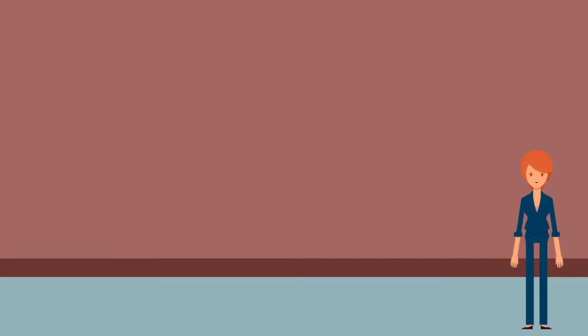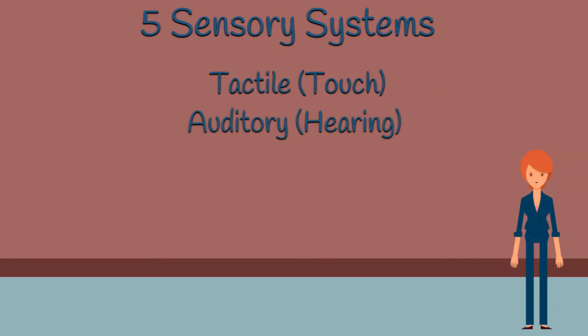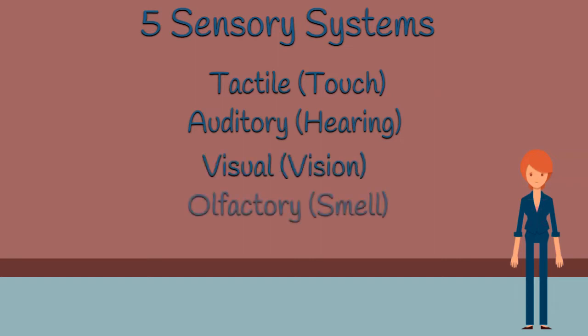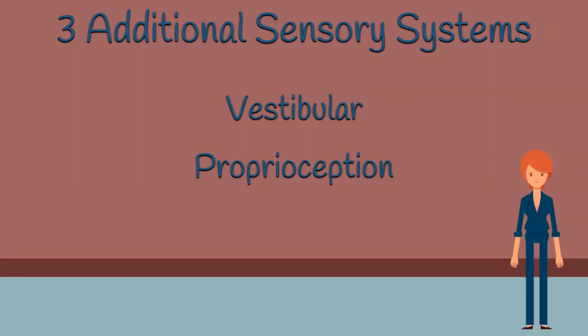Most people are familiar with the 5 basic sensory systems. The first system is the tactile system, or sense of touch. Then the auditory system, or hearing. The visual system, vision. The olfactory system, your sense of smell. And the gustatory system, your sense of taste. But there are also 3 additional sensory systems that most people are unfamiliar with. The first is the vestibular system, the system of proprioception, and then interoception.